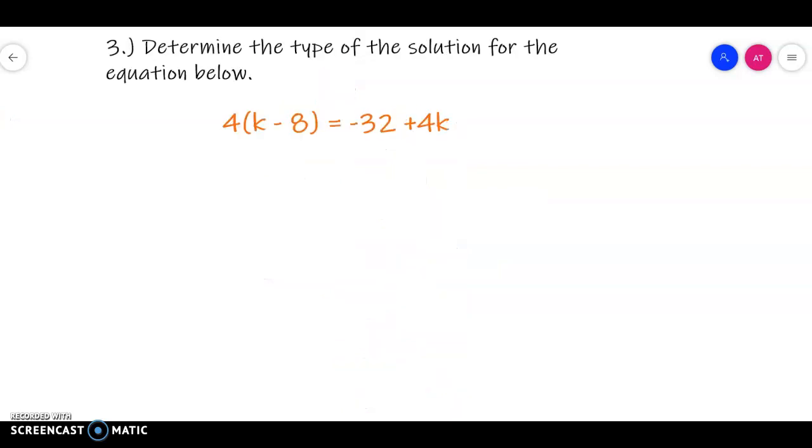So the next one, we're going to do the same thing as the first one. We're going to determine what type of solution for this equation. If you remember, the types of solution we have are no solution, one solution, and when it says one solution, sometimes there might be a little comma or something and x with some random number.